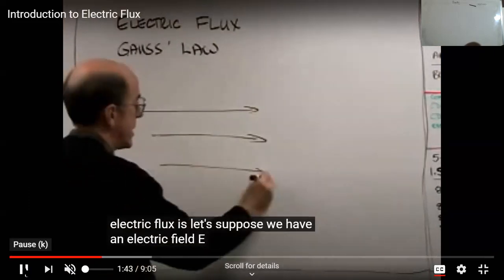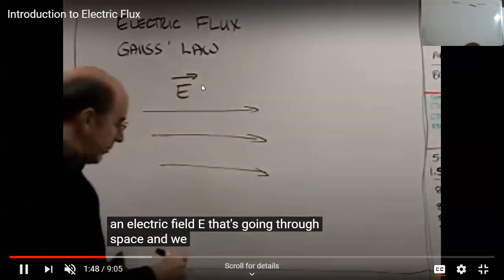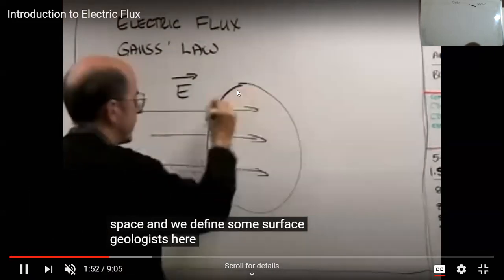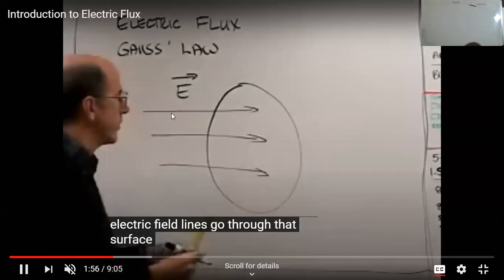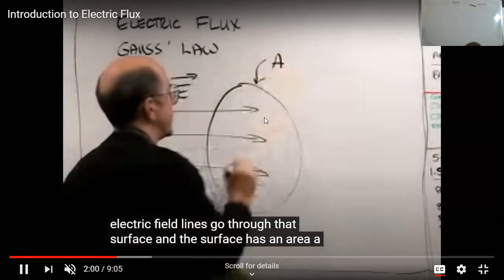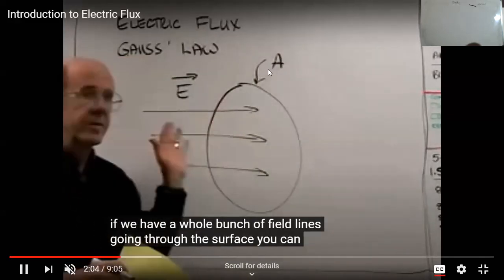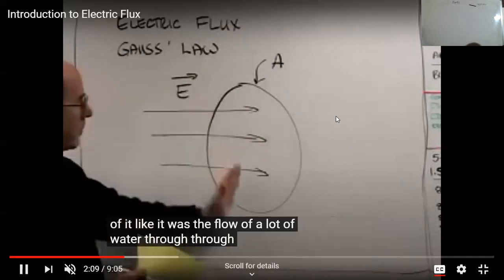Achha, the lines that he is drawing here is denoting an electric field, E. Okay, an electric field is there and the electric field is passing through a surface. This is a surface, okay? Through this surface, the electric field lines are passing. And the area of this surface he has denoted by A. Okay, so through this surface the electric field lines are passing.